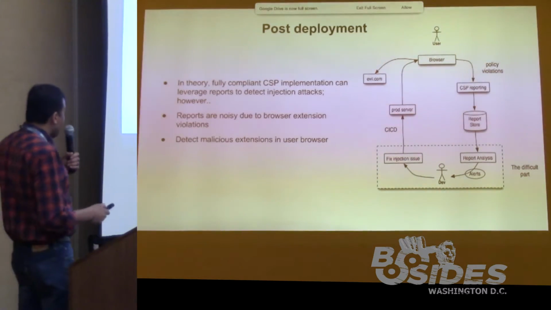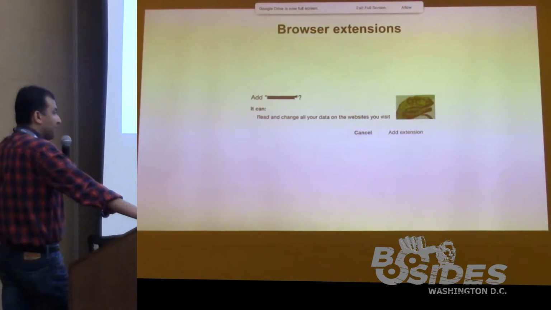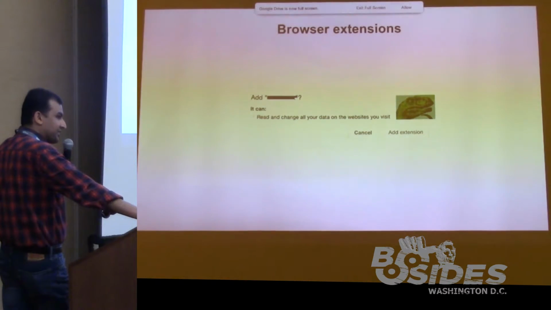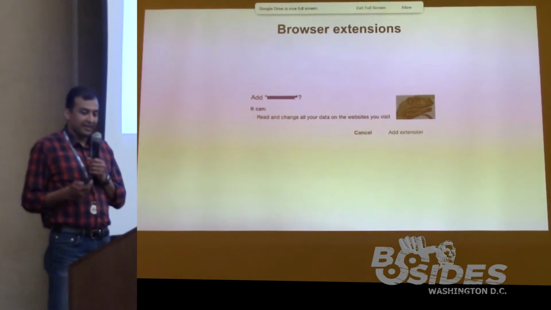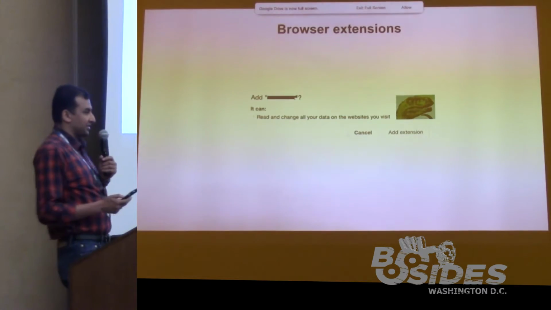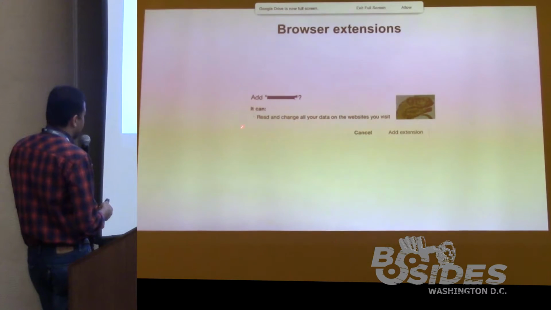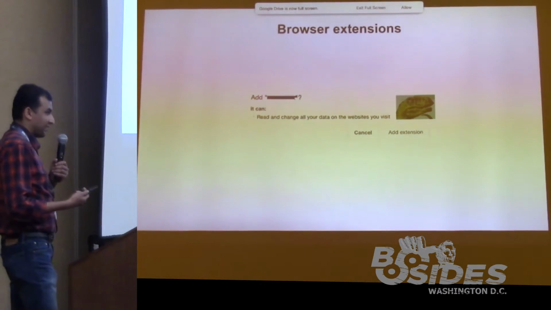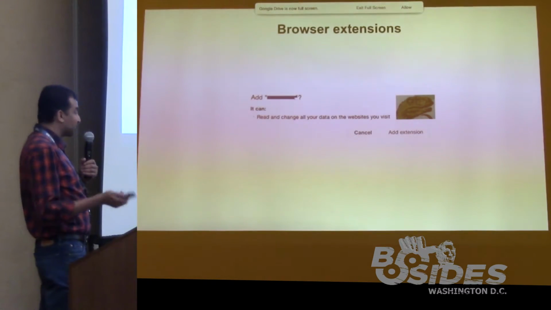But in reality, what we encountered is that our whole reporting endpoint got clogged with browser extension violations. So we thought, okay, let's look into it. We chose one browser extension and tried to install it. When you try to install it, this is what it says: This extension can read and change all your data on websites you visit. This is a Chrome warning, actually. So essentially, the extension can do everything.